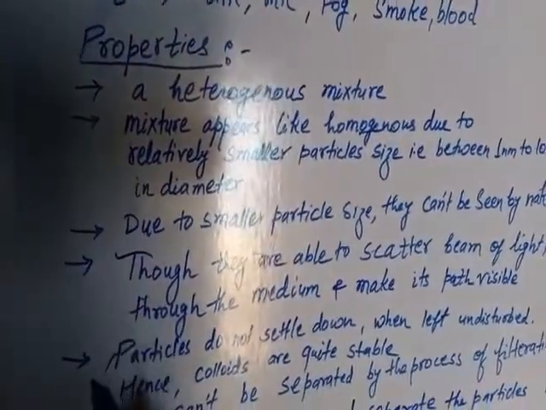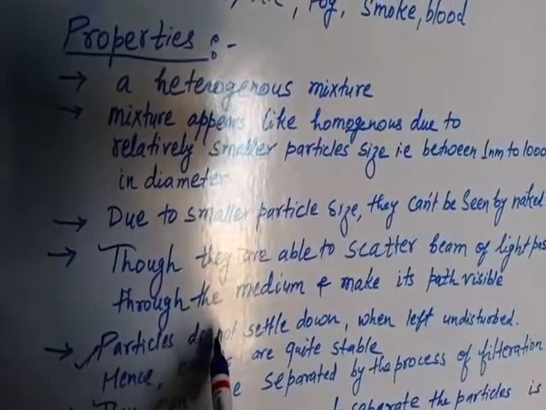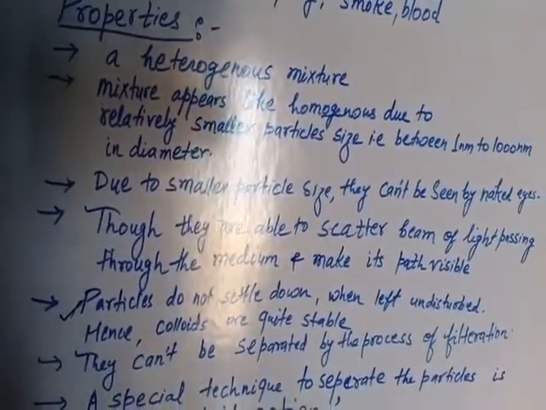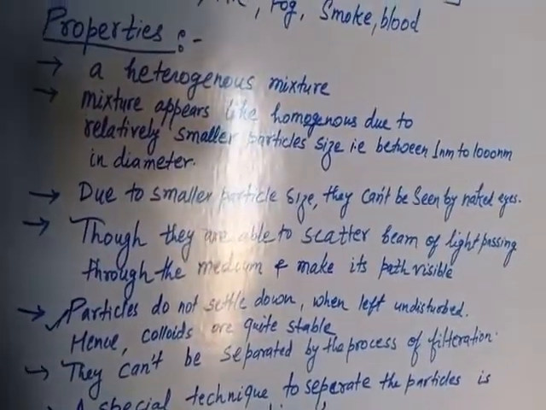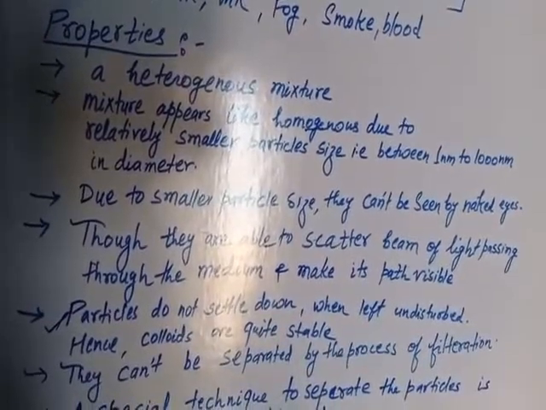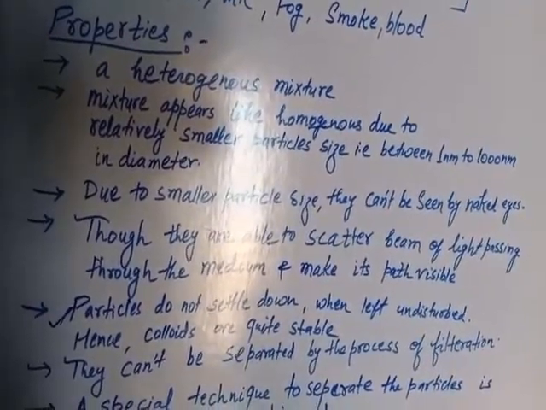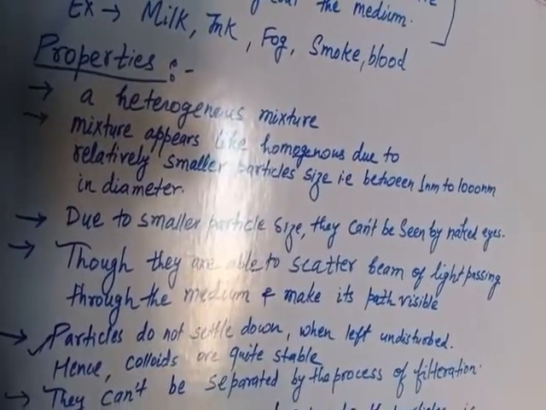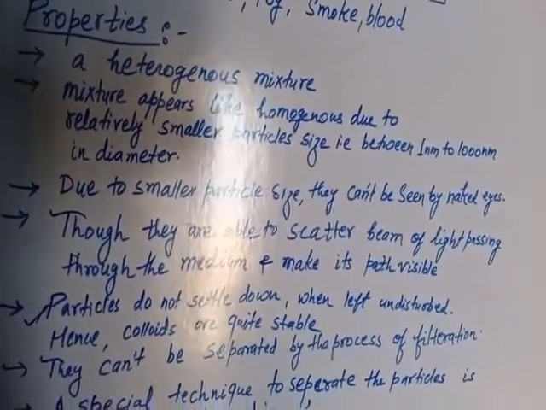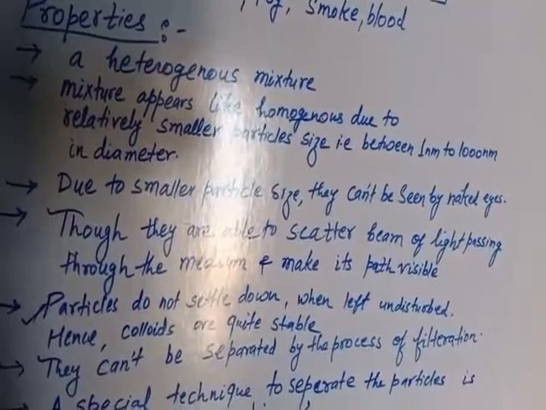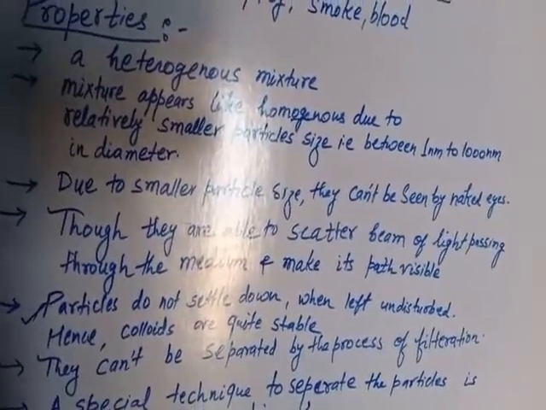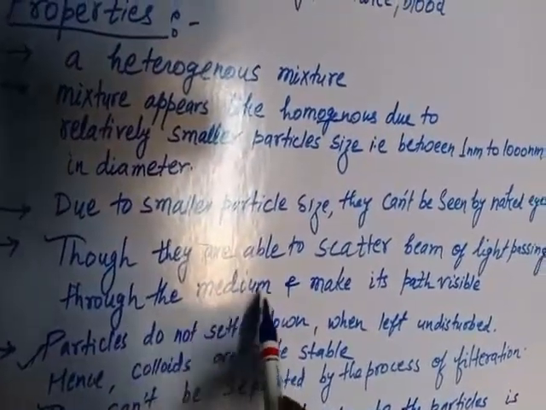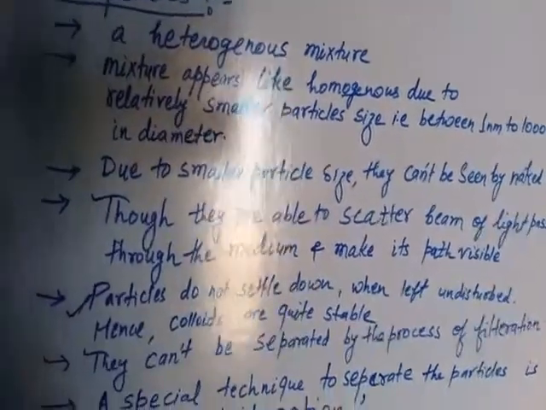Okay. Now the next property is that particles do not settle down when left undisturbed. This is because of the same reason: due to the smaller particle size, it appears homogeneous, and so particles do not settle down when left undisturbed for some time. Hence colloids are called quite stable.